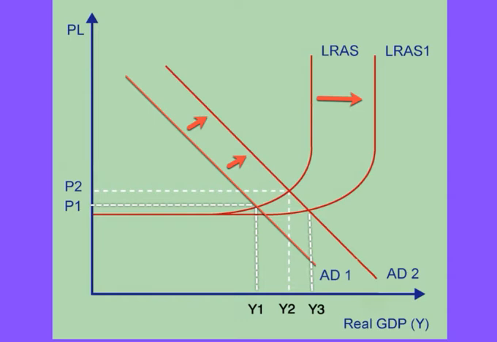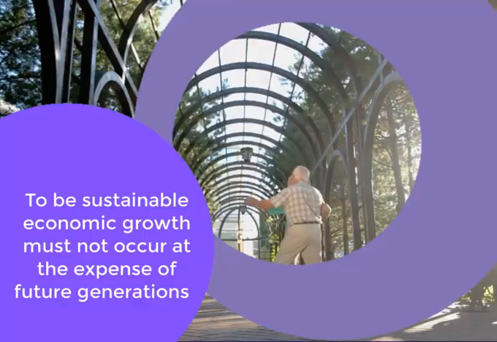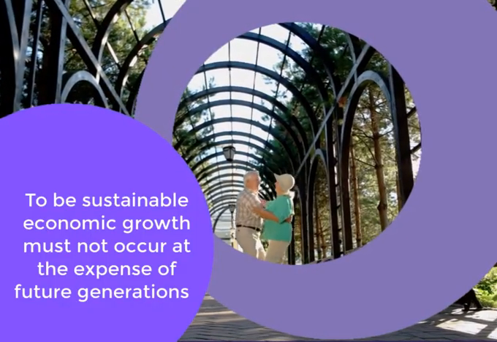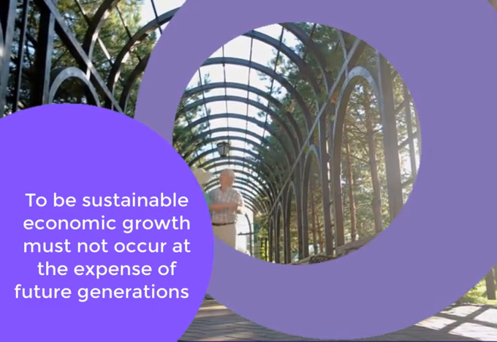It also shows a movement to the right of LRAS1 to LRAS2. This is long-run economic growth. This is an increase in the economy's economic potential and shows how increased supply can cope with the increased aggregate demand at Y3, resulting in a fall in the price level. Increasing short-run and long-run economic growth will be improving the nation's standard of living.